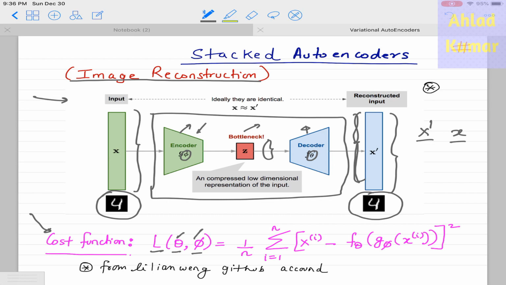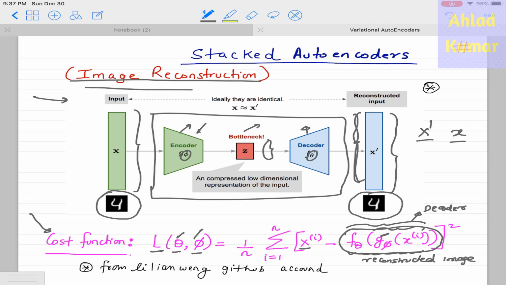What this statement is saying is that you are summing up over all the samples from i equal to 1 to n, and you are taking the difference between the original image minus the reconstructed image. This is the reconstructed image. Why is it called the reconstructed image? Because xi goes through g phi first, which is the encoder, and then it goes through a function f theta, which is the decoder. So this mathematical representation represents the data flow from input to the output node, and we are calculating the difference between the two, summing and averaging it over the various samples. This is the cost function for the image reconstruction problem.